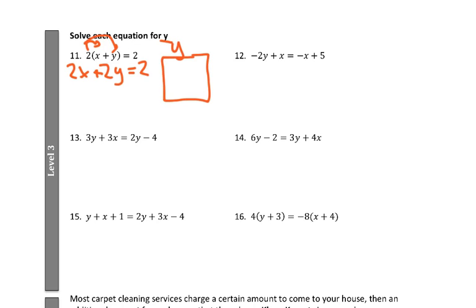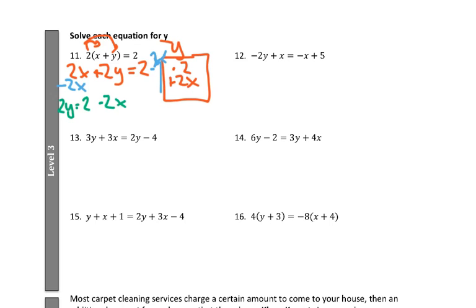Then we can go to our box of doom and say, okay, well, y is being multiplied by 2 and added by 2x. And then we do our opposite stuff backwards. Subtract 2x from both sides. Well, there isn't an x here, so it's just going to be minus 2x on the side. Oh man, I'll rewrite that. So we have 2y equals 2 minus 2x.